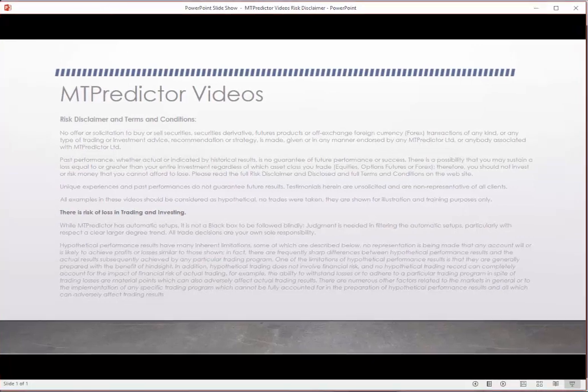But first, let's have a look at our risk disclaimer. Just to remind you that all examples in these videos should be considered as hypothetical. No trades are actually taken, they're just shown for illustration and training purposes only. Remember there's a risk of loss in trading and investing.